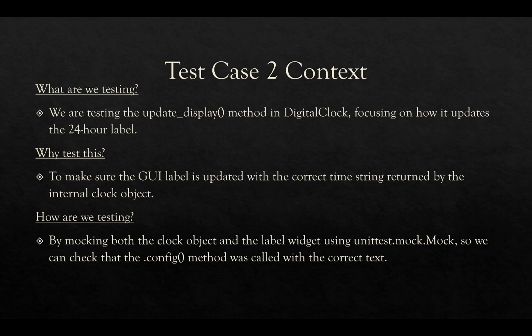So for this test, we're focusing on the update_display method inside the digital clock class, specifically the part that does the 24-hour label. The goal here is to make sure the label gets updated correctly based on the clock's time. So instead of checking the string formatting like before, we're checking that the GUI actually displays the right text. To test this, we're using Python's unittest framework, and we use mock to fake both the clock object and the label widget. That lets us check if .config was called with the exact string we expected without needing to show the real GUI.